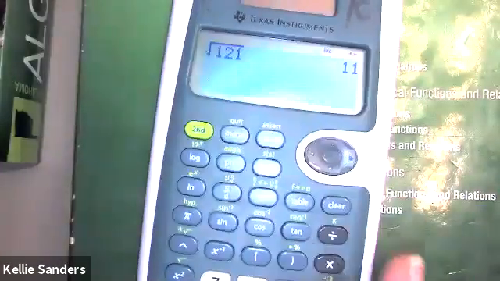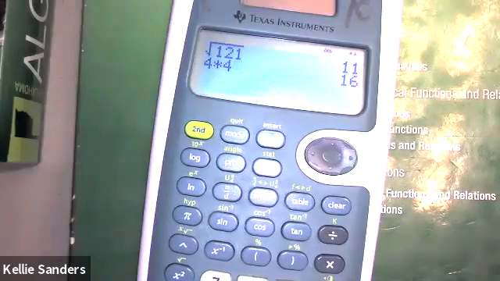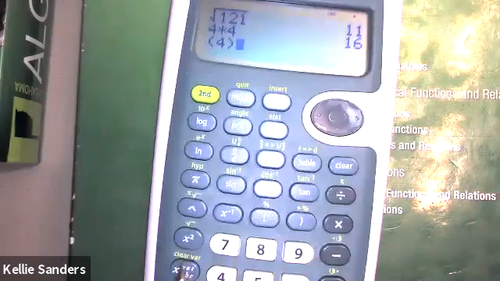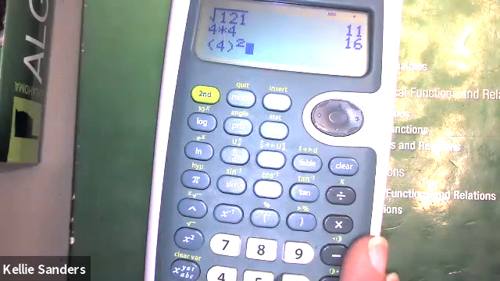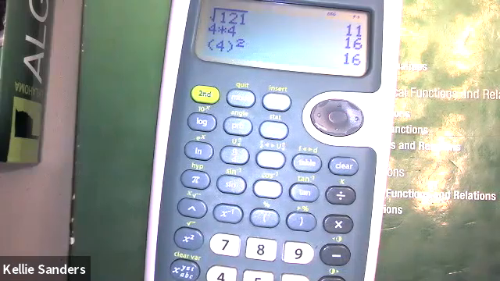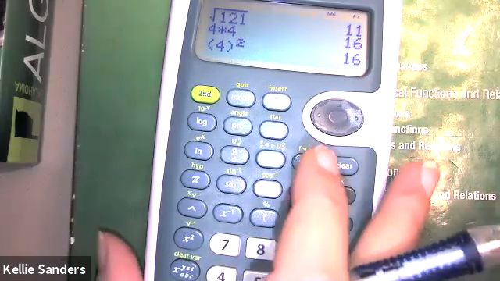4 squared means 4 times 4, okay? Or in the calculator, 4, and here is your x squared button. That looks exactly like what I just had. Parentheses are your friends with calculators, I promise you. And 16.